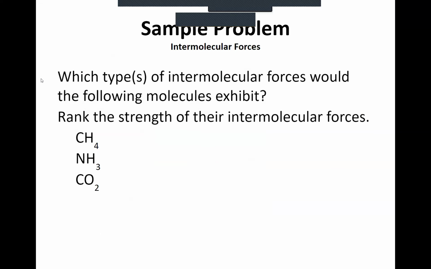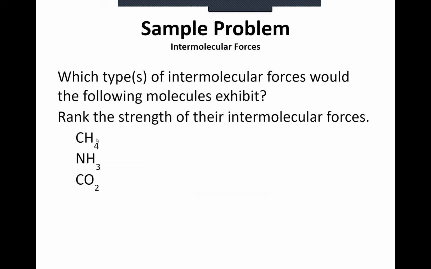Let's say we're asked to consider which types of intermolecular forces the following molecules would exhibit, and then rank the strength of their intermolecular forces. Okay, CH4, NH3, and CO2. I want you to consider the differences in electronegativity between the bonding atoms. So C and H within CH4 have very similar electronegativity values. That is, the C to H bond in CH4 is nonpolar. There's an equal attraction to the shared electrons between the carbons and the hydrogens.